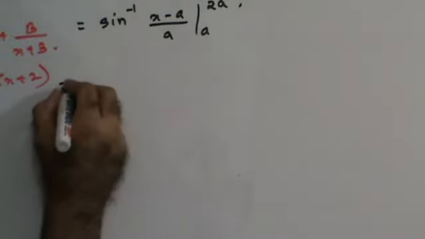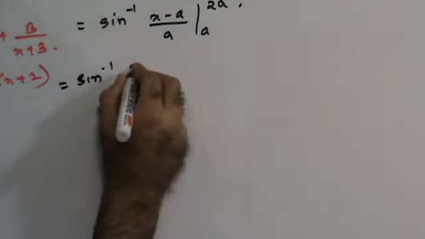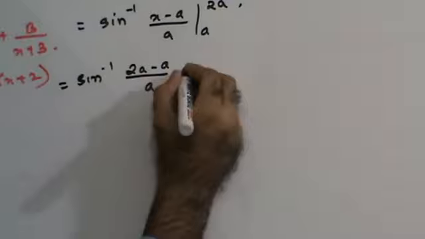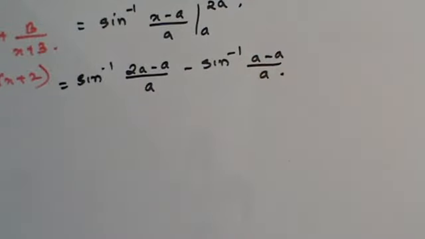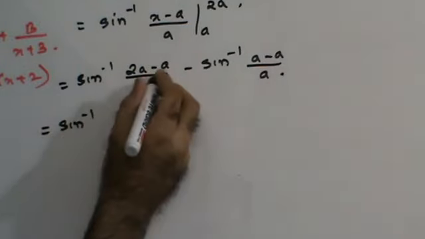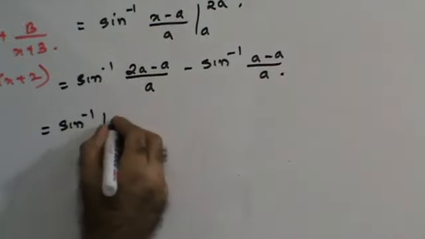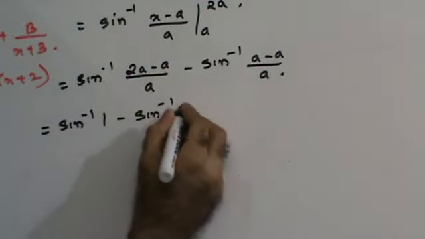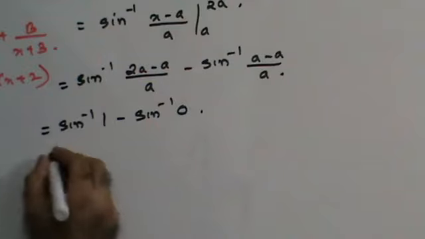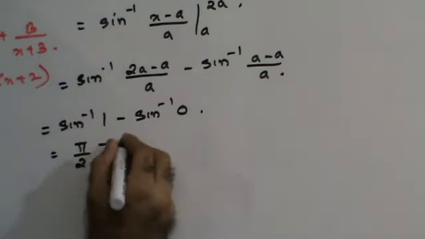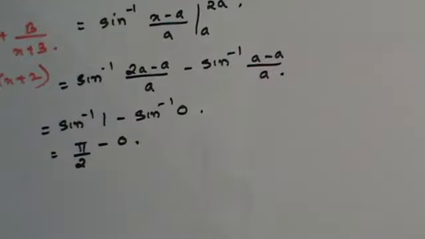Right? How do I solve the limits? Upper limit minus lower limit. So 2a minus a upon a minus sine inverse of a minus a upon a. So this is going to be sine inverse of 2a minus a is a upon a is 1 minus sine inverse of 0. We know that sine 90 is 1. So sine inverse of 1 will be 90. Sine of 0 is 0. Therefore sine inverse of 0 will be 0. So your answer is pi by 2.